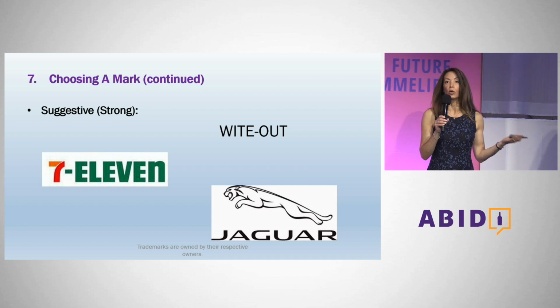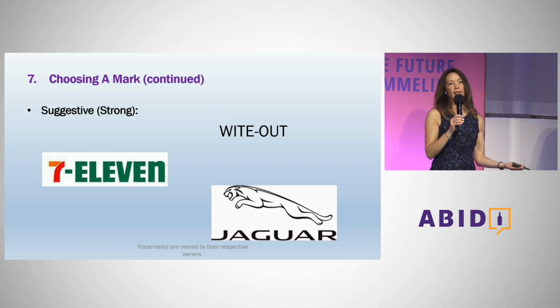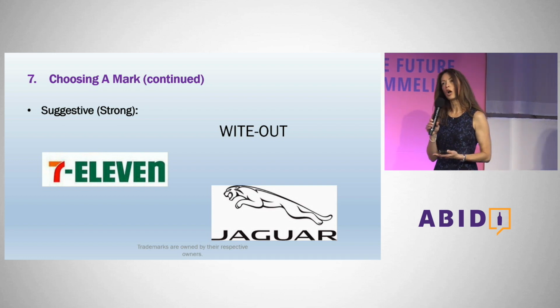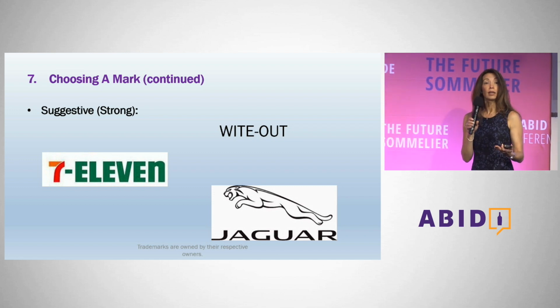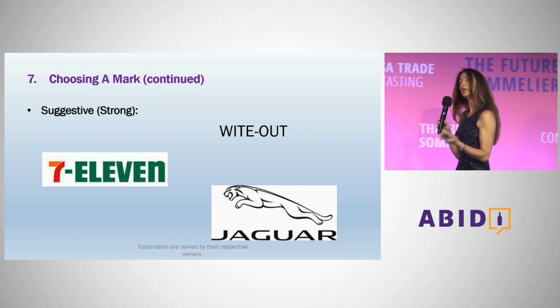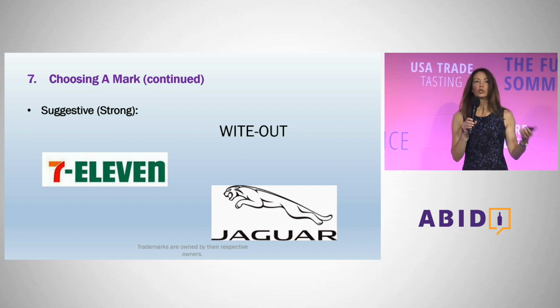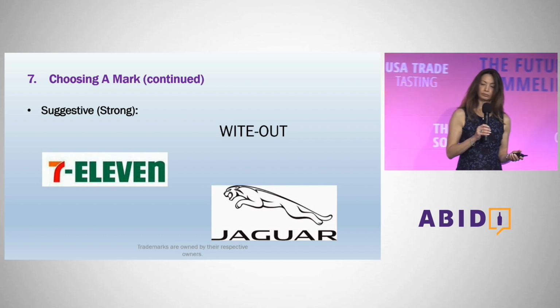And then last, Jaguar. Jaguar is a very fast animal. So when you apply it to cars, well, the suggestion is that you have a fast car. So again, these are things that you think about, but it's not absolutely clear what it is.